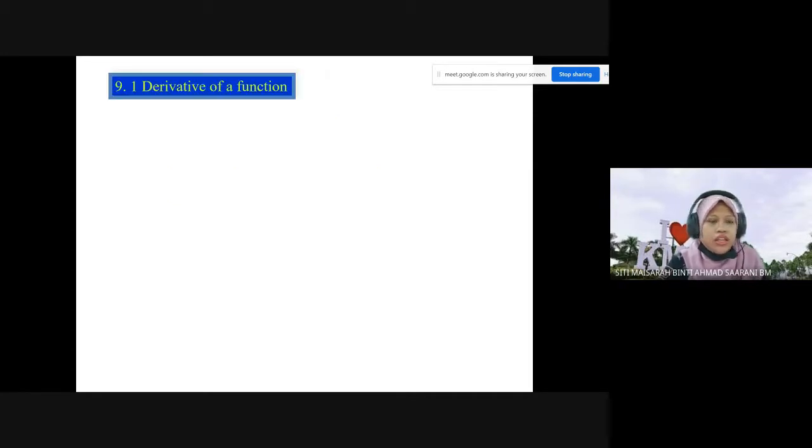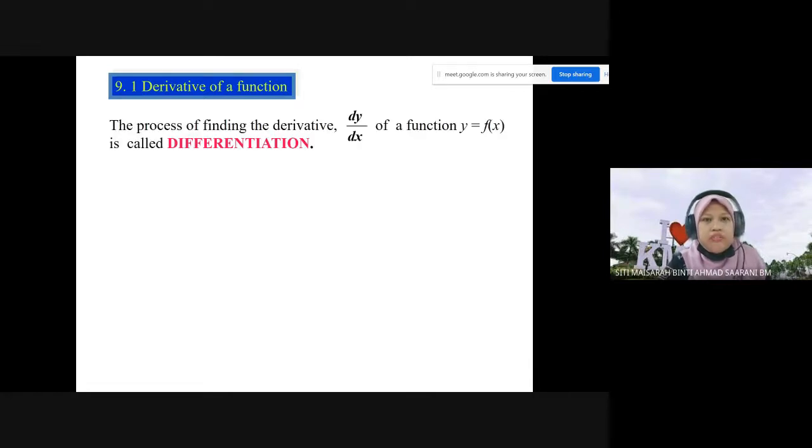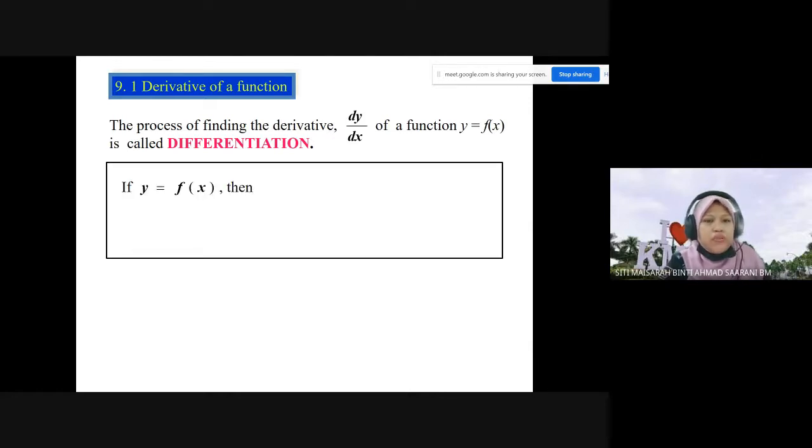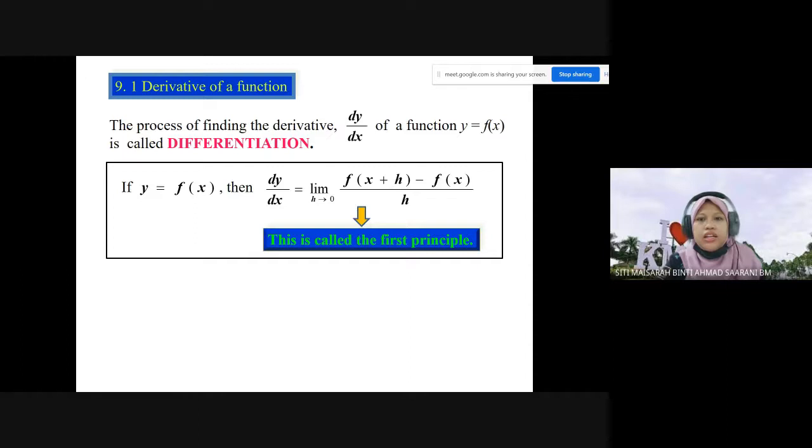Let's start with 9.1, derivative of a function. The process of finding the derivative dy/dx of a function y equals f(x) is called differentiation. If y is equal to f(x), then dy/dx or f prime x equals limit h approaches 0, f(x plus h) minus f(x), over h. This is called the first principle. So this is the formula we call the first principle of derivative of a function.